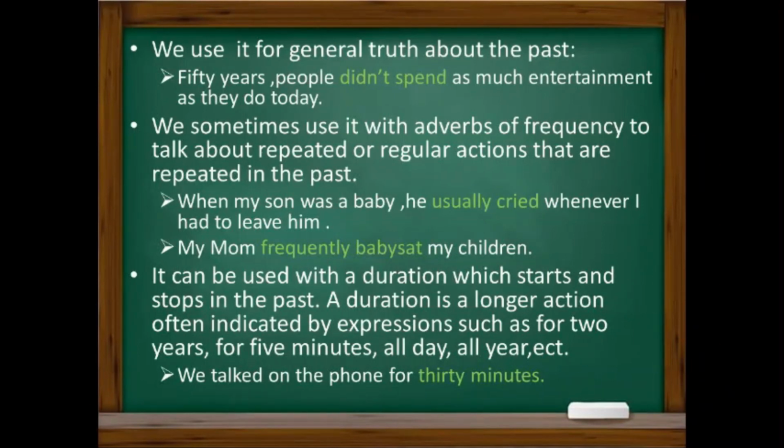We sometimes use this with adverbs of frequency to talk about repeated or regular actions in the past. Examples: when my son was a baby, he usually cried whenever I had to leave him. My mom frequently babysat my children. It can also be used with a duration, which starts and stops in the past. A duration is a longer action often indicated by expressions such as for 2 years, for 5 minutes, all day, all year, etc. Example: we talked on the phone for 30 minutes.